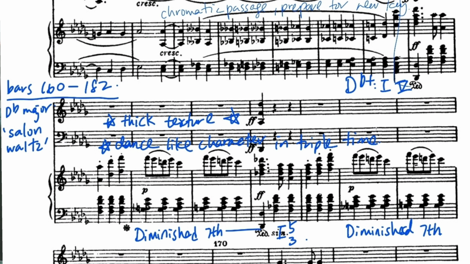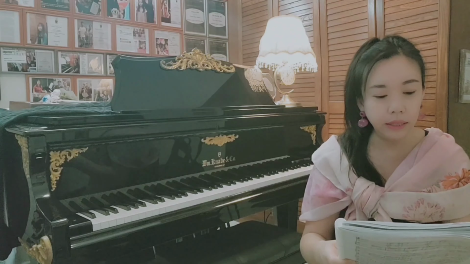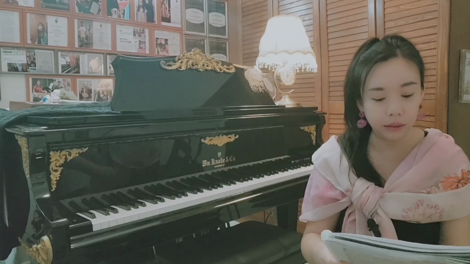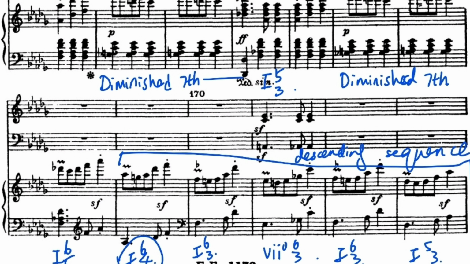And it modulates to D flat major. I have also marked out all the modulations, changes of key, on the score. If you want, you can take a screenshot of it. In this section, the texture becomes thicker, and Beethoven also used a sequence in bar 160. Starting from bar 160, you can see the thickening of texture and dance-like character start here, and it continues.